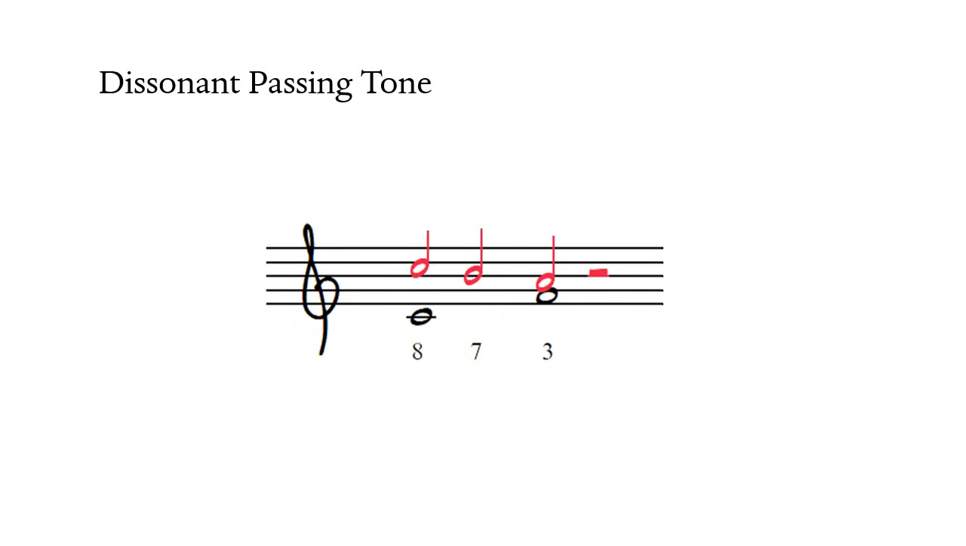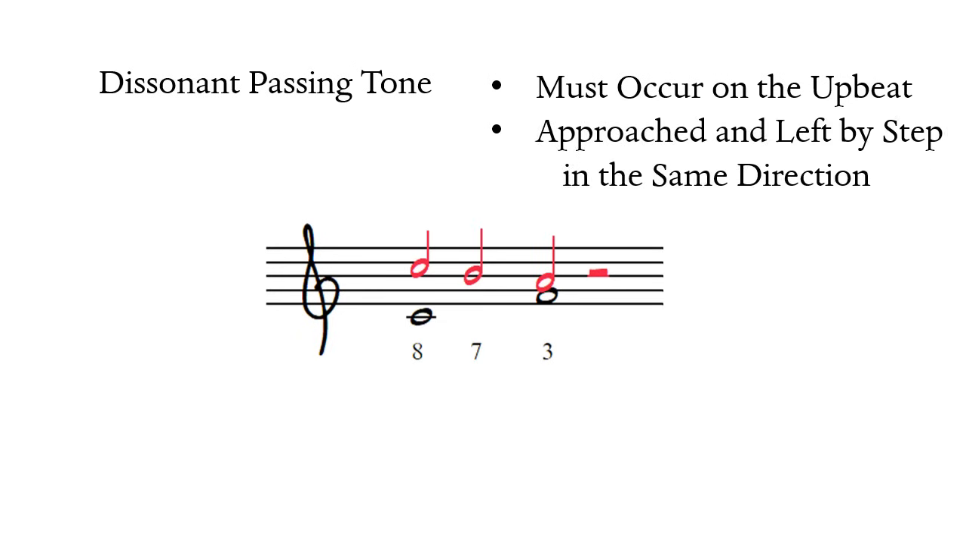In 1-to-1 counterpoint, we were not allowed to use dissonant intervals, even though they create the strongest sense of voice leading independence. In 2-to-1 counterpoint, we are allowed to use dissonant intervals under 2 conditions. The first is that they must occur on the upbeat, or the weak, unaccented part of the measure. The second is that the dissonance must be approached and left by step in the same direction, so that means either 2 steps up in a row or 2 steps downward in a row.